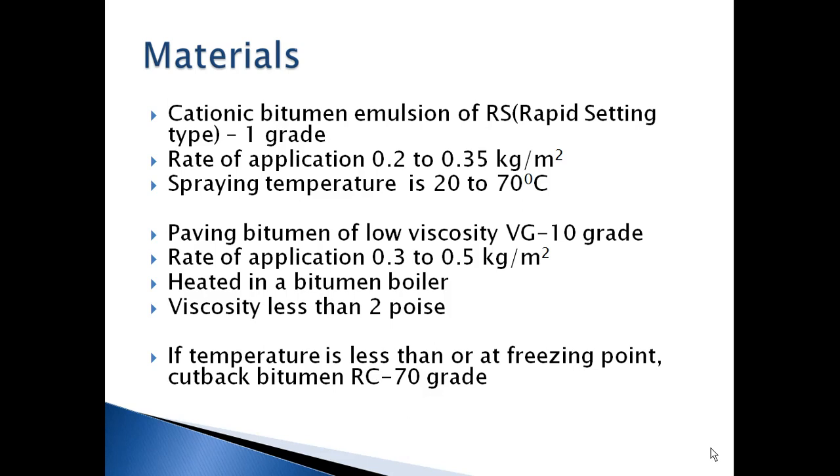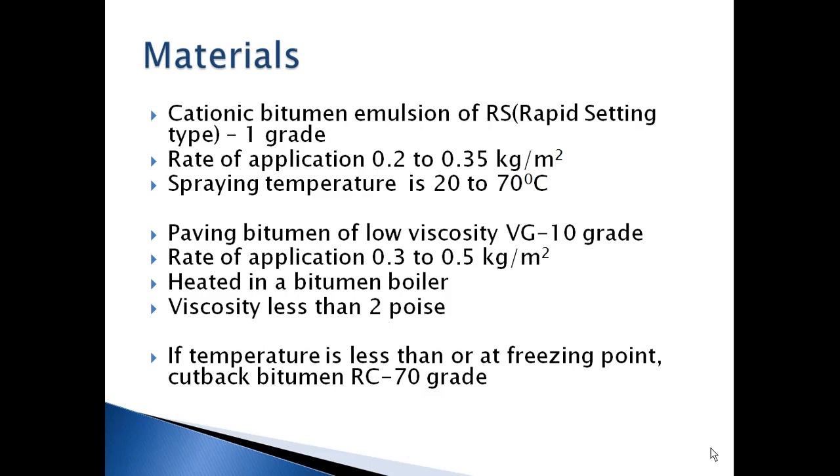Another type which can be used is a paving bitumen, which is having a low viscosity, that is the viscosity grade is 10 grade. Here also the rate of application is maintained between 0.3 to 0.5 kg per meter square. This is heated in a bitumen boiler to obtain the necessary viscosity.